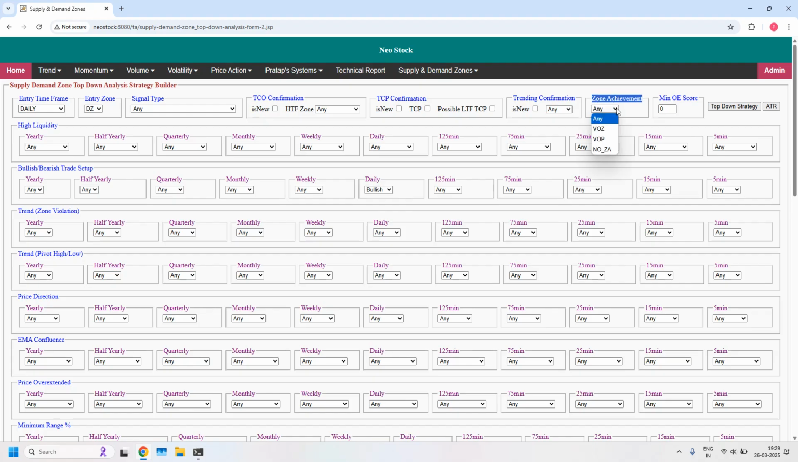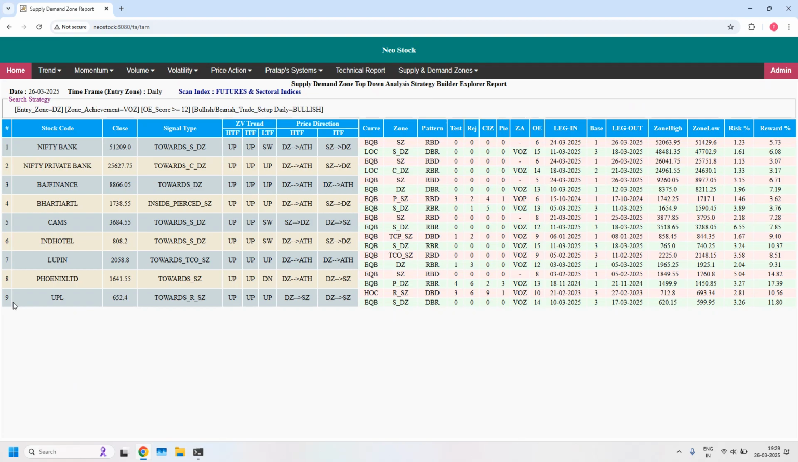Zone achievement is violated opposing zone. Minimum odd enhancer score is 12. With these filters, we got 9 stocks. Bullish trade setup for monthly income trade. Now let's verify out of these 9 how many daily demand zones are having more high probability zones, because all these zones are daily demand zones. We should look into the demand zones, bullish trade setup for entry time frame.